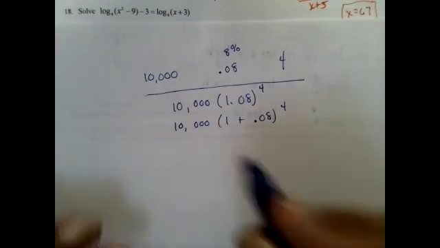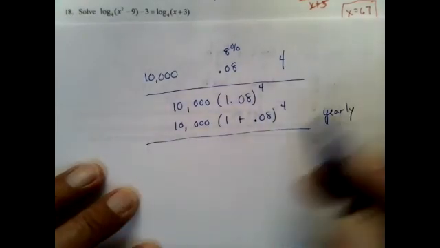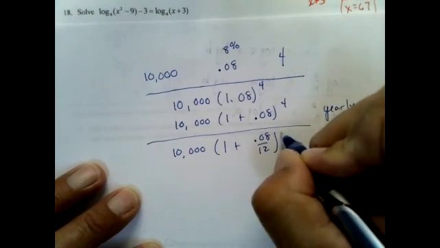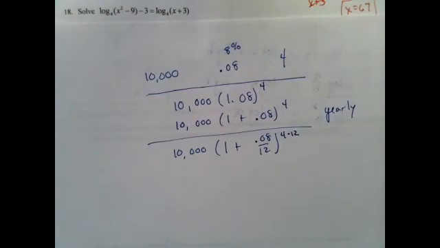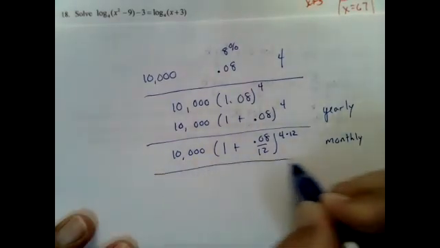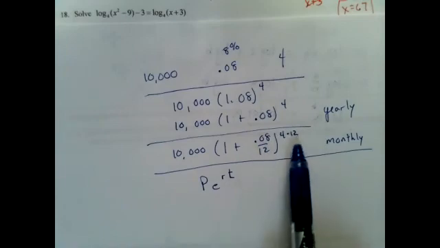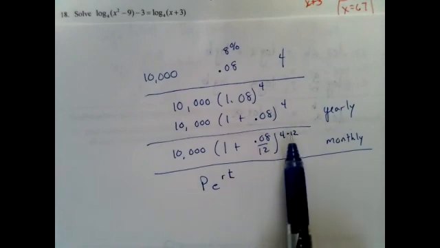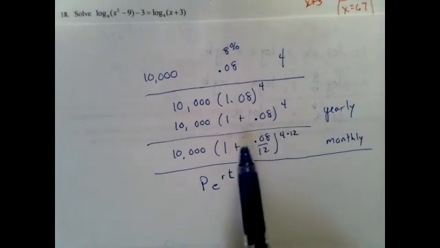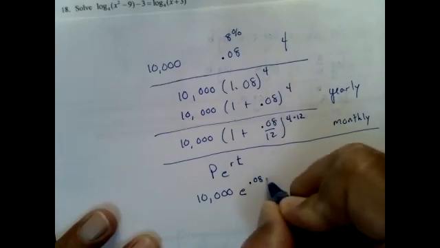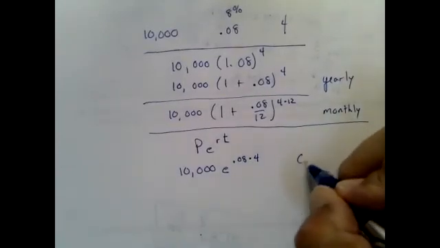Looks kind of familiar. Then we had a second one: instead of yearly, what if it was monthly? We had 10,000 times 1 plus... if it was monthly, that means it's only a 12th of that rate, and over 4 years it would be 48 months. Finally, we had an equation written like this, Pert. That's when this 12 would get bigger: if it was daily, it would be 365, or even by the second. As that number got larger and larger, we were able to convert it into this: 10,000 e to the rate 0.08 times the time, which was 4 years. And this was continuous growth.